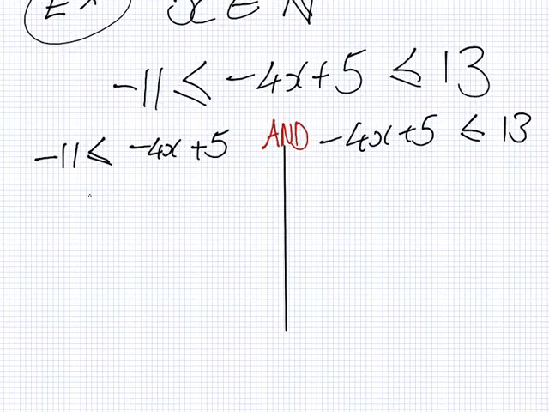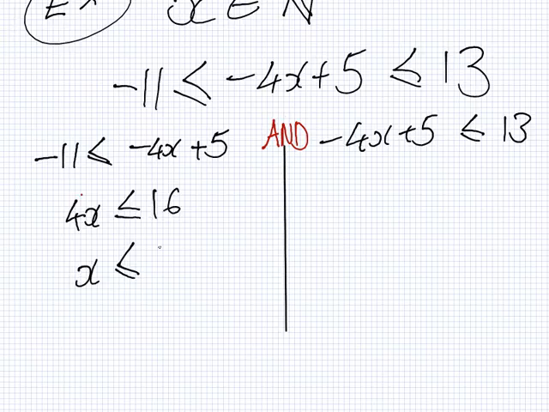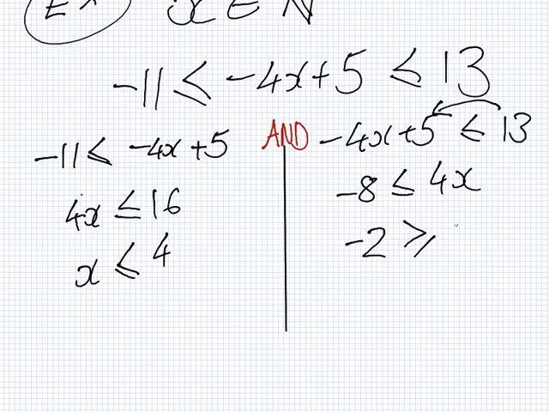Okay, so solving this, we get 4x less than or equal to 16. So x is less than or equal to 4. And here we get, if I bring that over there and bring this over there, minus 8 less than or equal to 4x. Is that right? Well, I took the 13 to the left. 5 minus 13 is minus 8, and that comes to the right to make plus. So if I divide by 4, I'll get minus 2 is bigger than or equal to x.